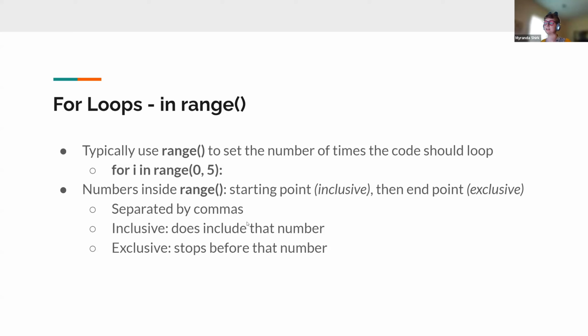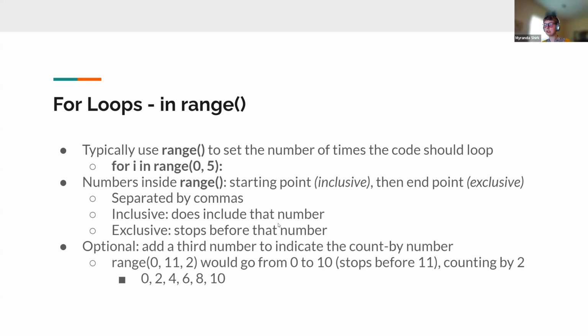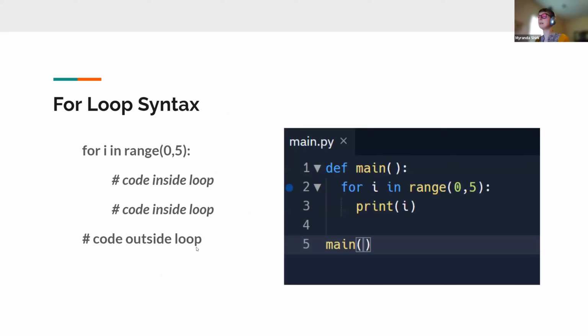This makes some people angry. It's okay. That's just Python. And it's separated by commas. And then there's an optional add-on where if you have a third number in here, it'll count by that number. So if you want to count by 2, you can put comma 2 as your third argument. But let's look at this. Let's see what the syntax of this is. What does the code actually look like?